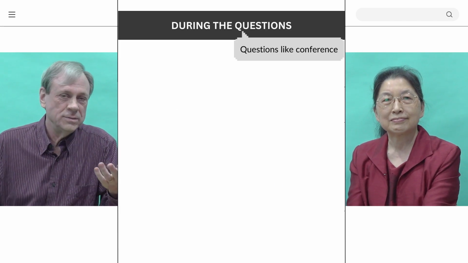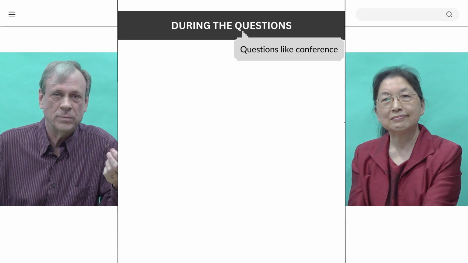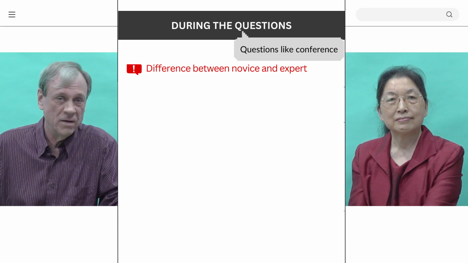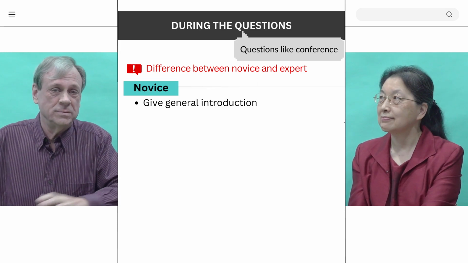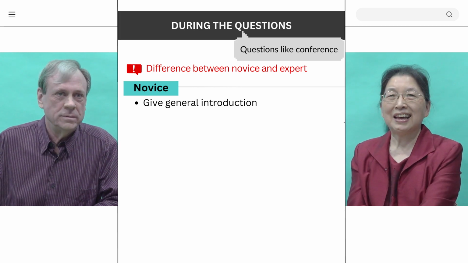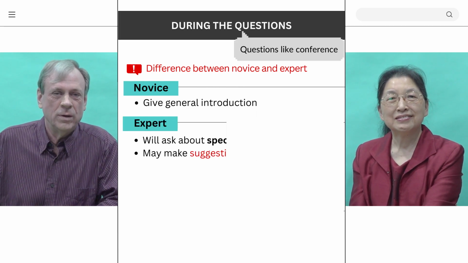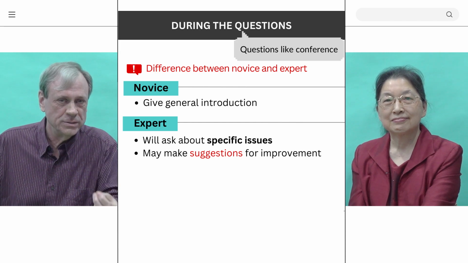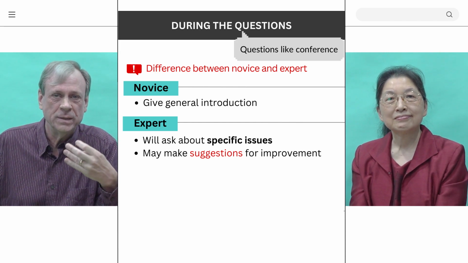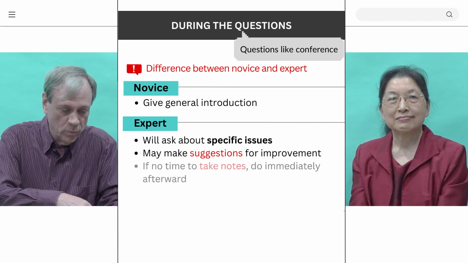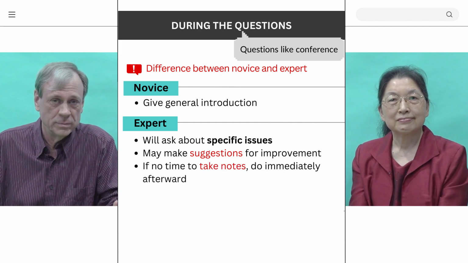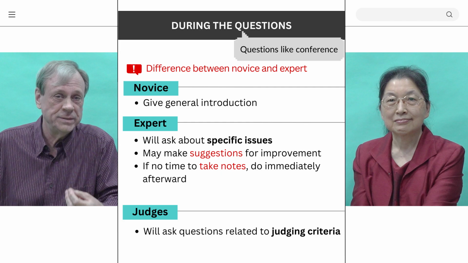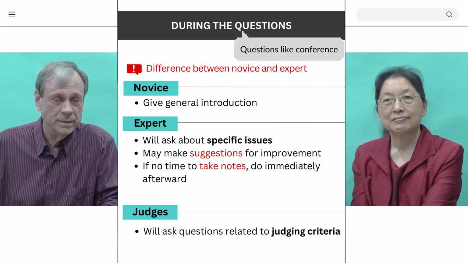And just as we talked about with a conference, in a poster session, there are also differences between the novices and the experts. The novices, the young graduate students, are going to say, "I have no idea. Tell me what you're doing." Whereas the experts are going to be asking very focused questions about why you did this research, justification, what these results mean, specific issues. And those are the ones that you may want to take notes on for dealing with later. Judges, of course, will be asking questions related to the judging criteria. We'll be talking about that in a later unit.